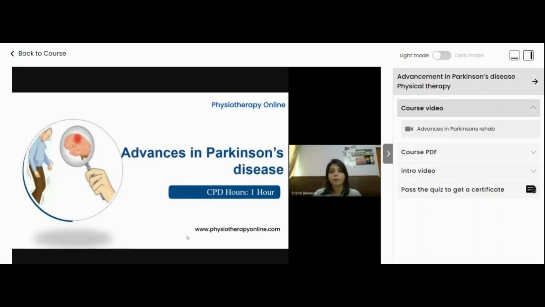So when we are talking about advances in Parkinson's disease, the first thought that comes to your mind when I say advances is robotics or some fancy mode of treatment. However, researching the published literature of the last decade, or the last 5 to 7 years, the latest advance in Parkinson's disease is basically neuroplasticity based interventions.